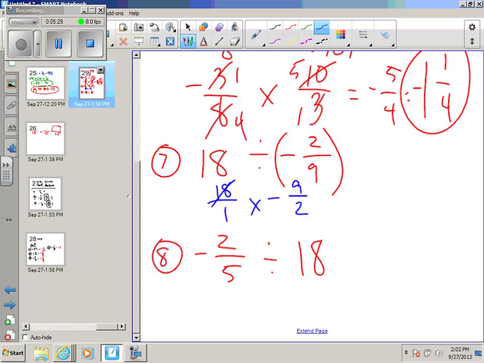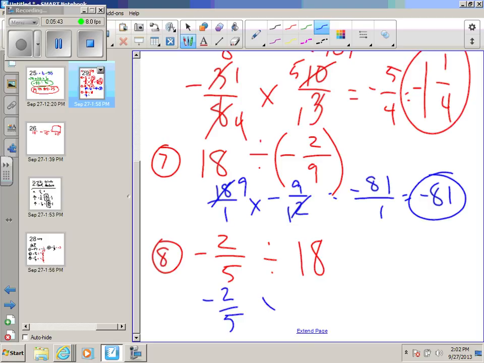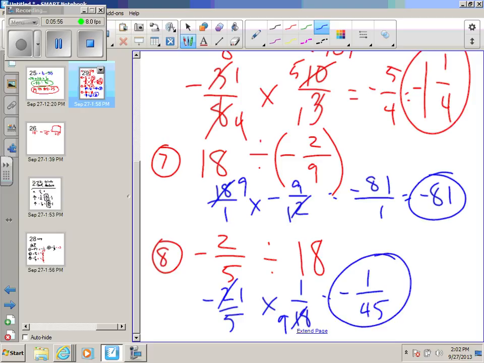18 and 2 are both even. 9 2's there, 1 there. Negative 81 over 1 equals negative 81. And then here, negative 2/5 multiplied by the reciprocal. What is the reciprocal of 18, Marlia? 2 in common, 1, 9 equals negative 1 over 45. Right? Remember that? Yes. Okay.